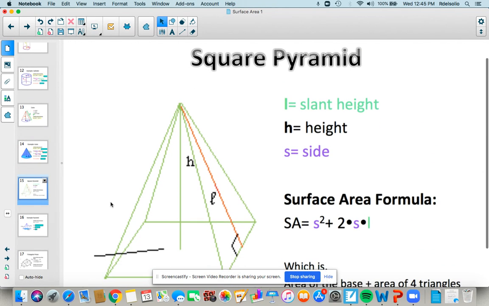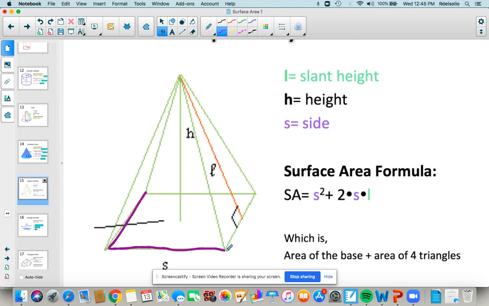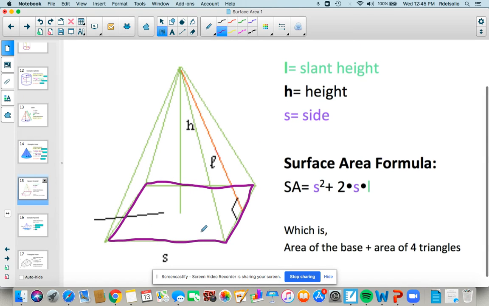The next one I want to talk about is a square pyramid. This figure here is a square pyramid because, if you notice on the bottom, a square pyramid has a square base. So this is a square, and we know a square is made up of sides. So we're going to use the letter S to represent side. Then we have the height. The height, again, is how tall it is. The height here is the vertical line, and we use the letter H.